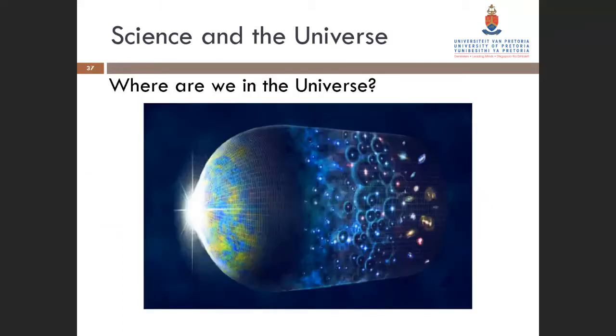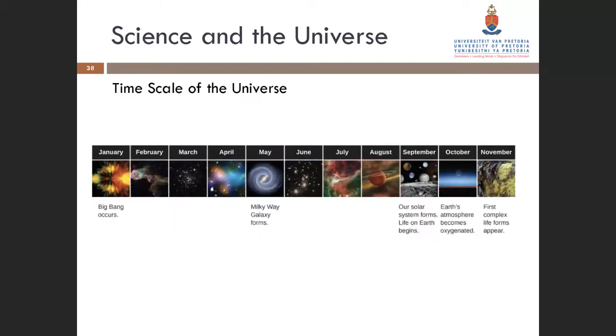Before going on to the next slide, what do you think is the time scale of all of this? It's 13 billion years. But to put this in perspective, if we could shrink everything down into a calendar year, how would things occur? Things would start slowly and then speed up. Let's say the Big Bang occurs in January.